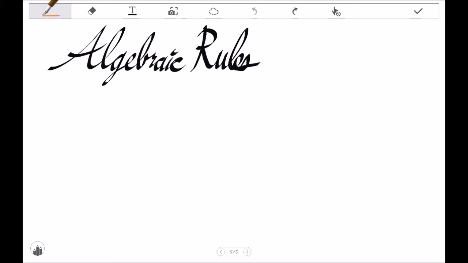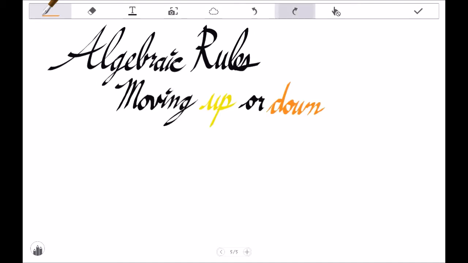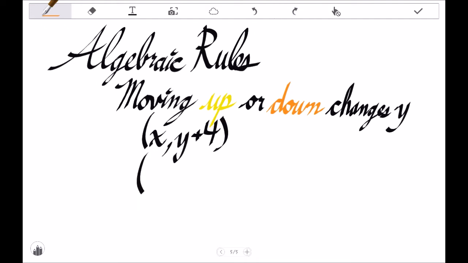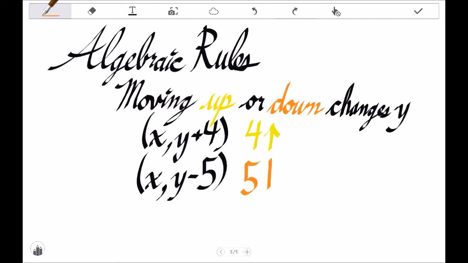Moving the figure up or down changes the y-coordinate. For example, (x, y + 4) means that the figure will move up 4, and (x, y - 5) moves the figure down 5.